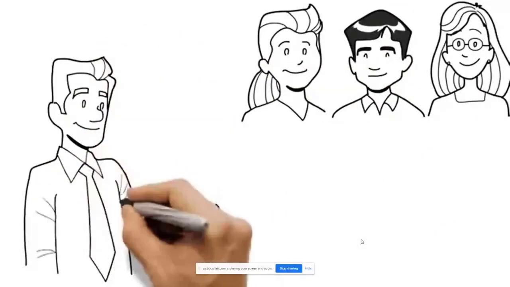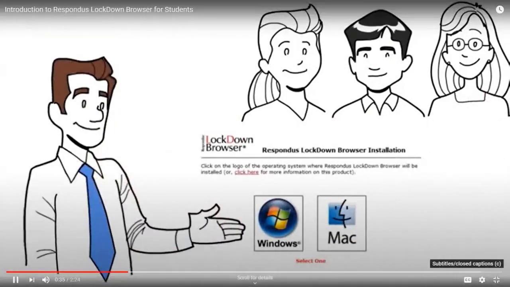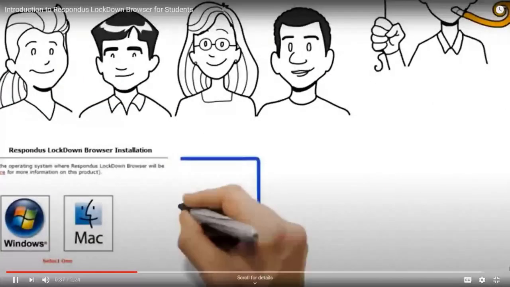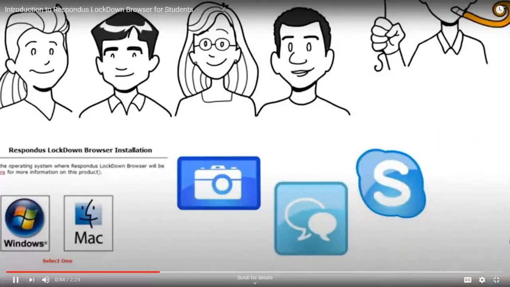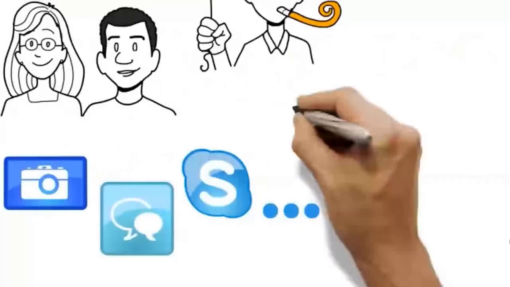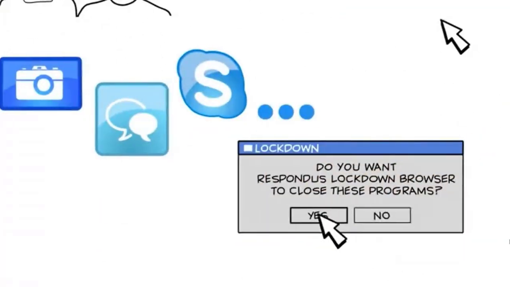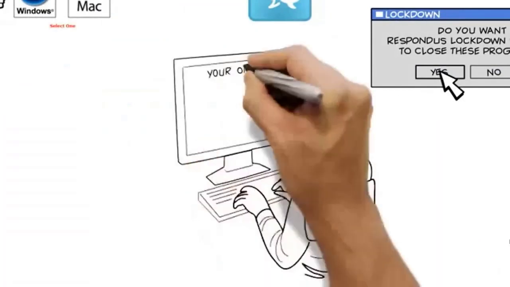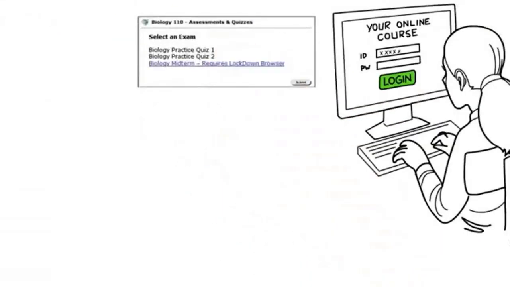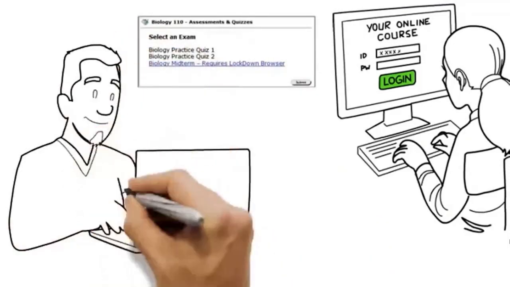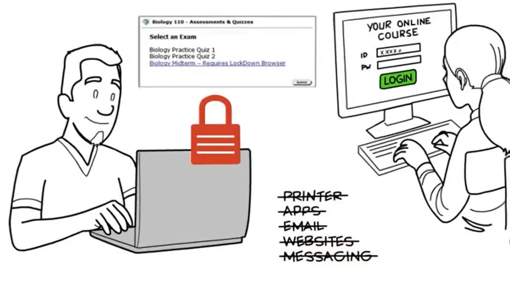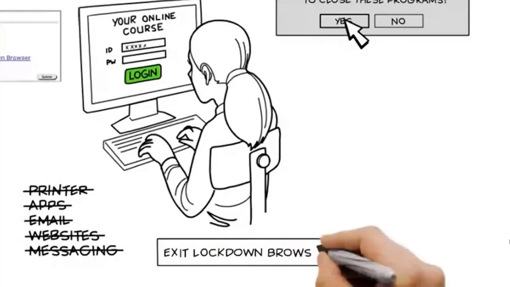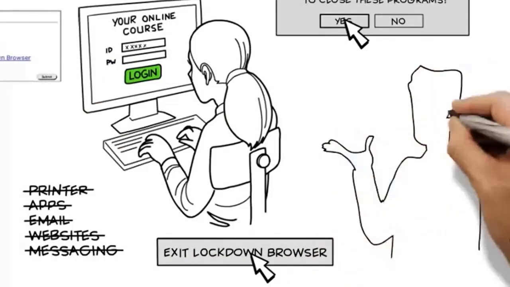A level playing field. Your instructor will provide a link for downloading and installing Lockdown Browser. When you start it, Lockdown Browser might warn you that certain applications have to be shut down before you continue, like screen capture programs, instant messaging, Skype, pretty much anything that lets you communicate with the outside world. You can close those applications yourself or let Lockdown Browser do it for you. The browser will then go to the login page for your online course. Log in like you normally do and locate the exam that requires Lockdown Browser. Remember, after the exam starts, you won't be able to do other things on your computer until you finish the exam. When you're done, just exit Lockdown Browser and you'll be all set.